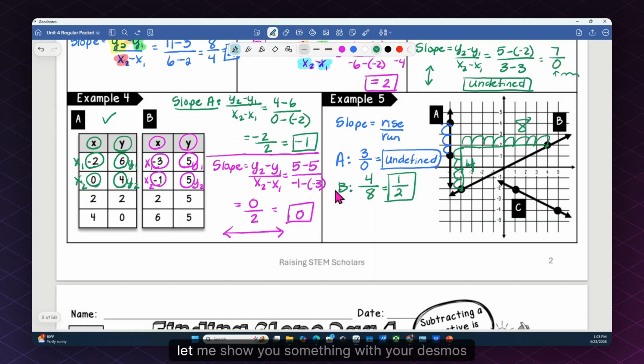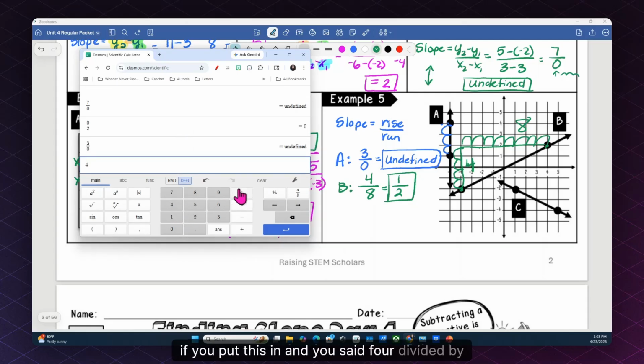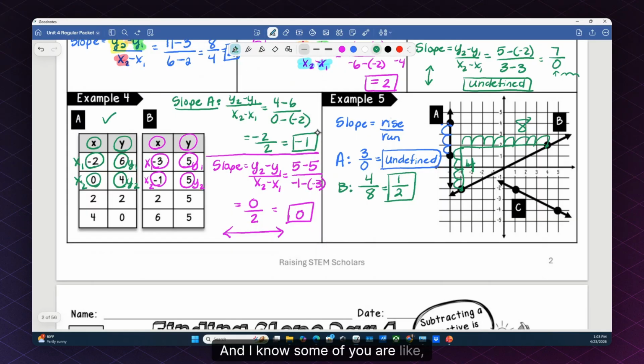You know what? Actually, let me show you something with your Desmos calculator. So if you put this in and you said 4 divided by 8, well, it's going to give you a decimal. It gives you 0.5, but check it. You have this really cool button here. It says convert to fraction. Look at this. Dude. So this is a way that you can reduce a fraction with your Desmos calculator. It's kind of a cool little trick here. Okay. And I know some of you are like, well, that's easy. I don't need to use a calculator. And that is true. But some people get super anxious about math. And so that's why I showed it to you guys.